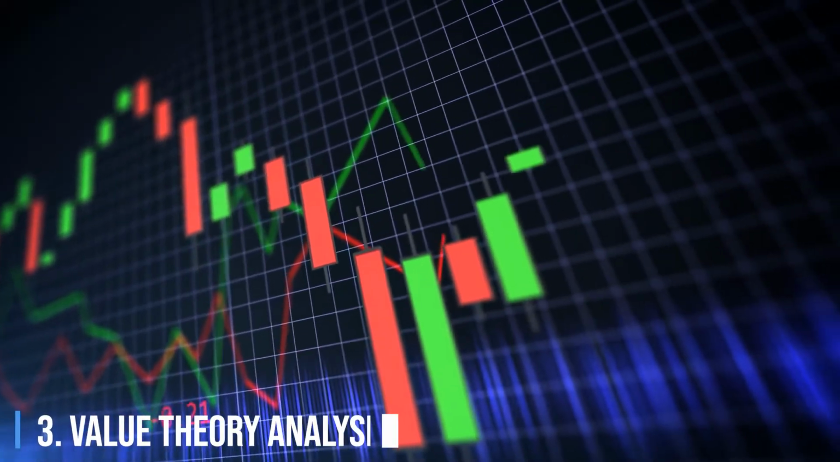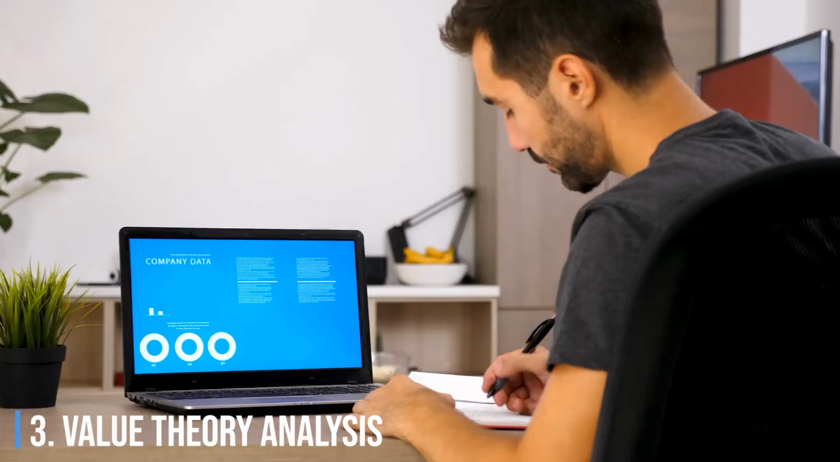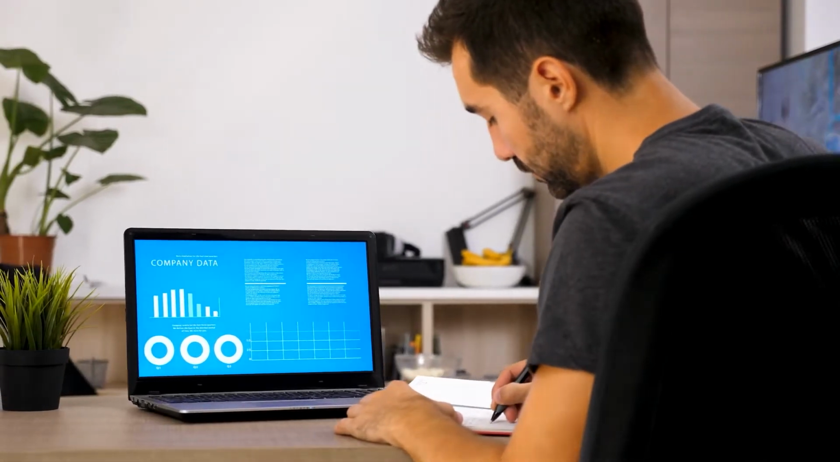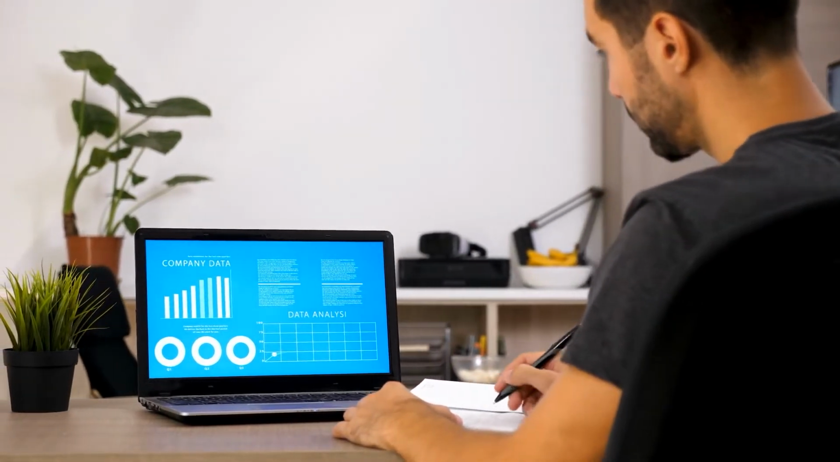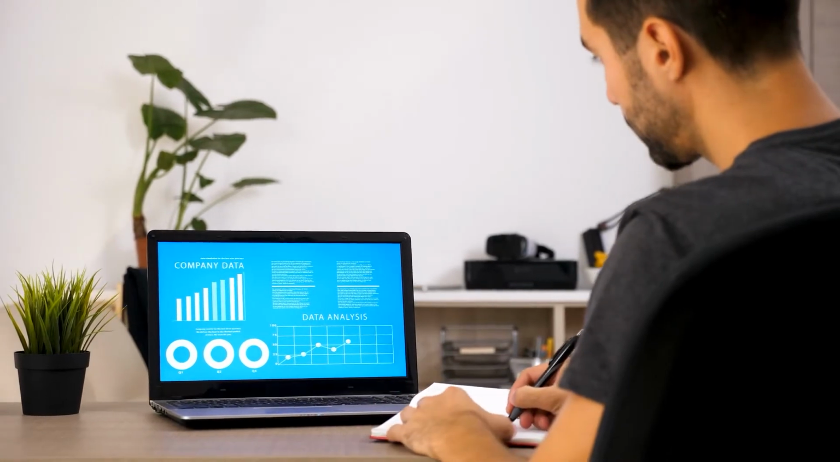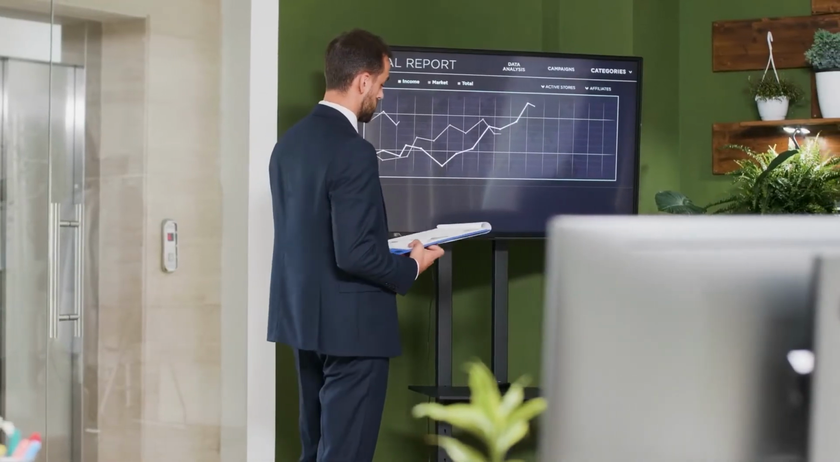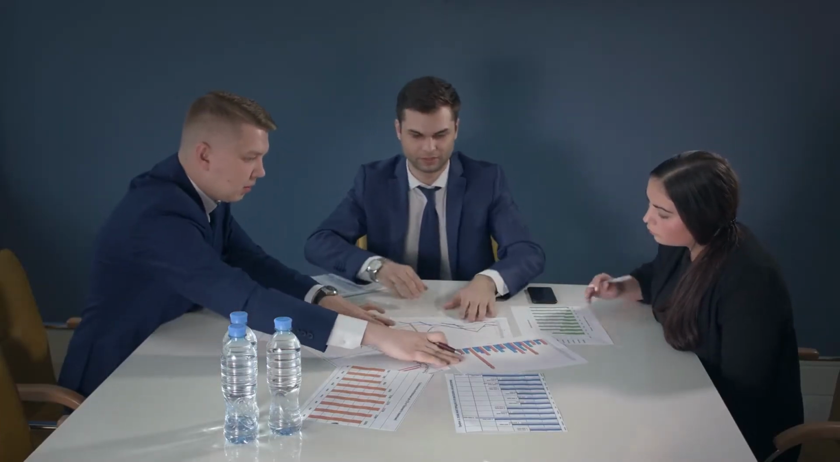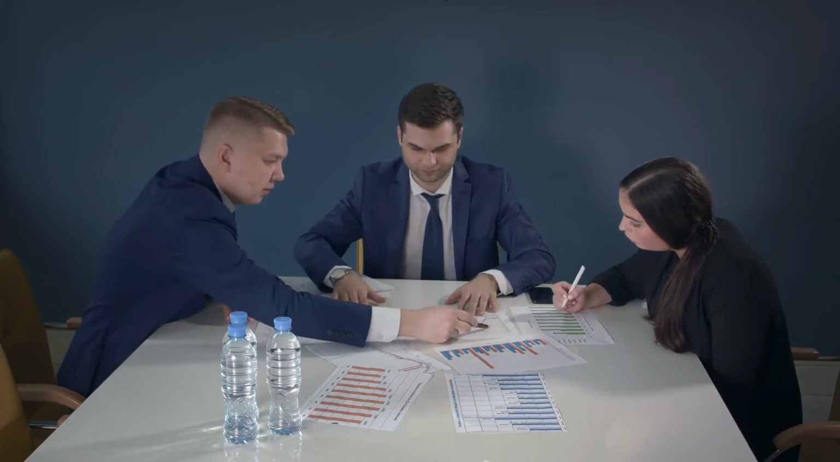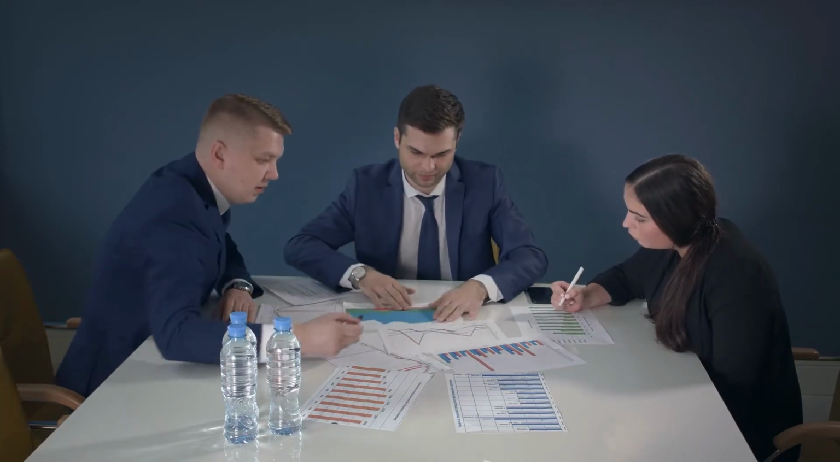3. Value theory analysis. One of the limitations of top-down and bottom-up analysis is that both methods look at existing information and assume a new product offering will fit into them. But what if your business is trying to expand into a new product or service and you're trying to figure out how to cross-sell current customers?